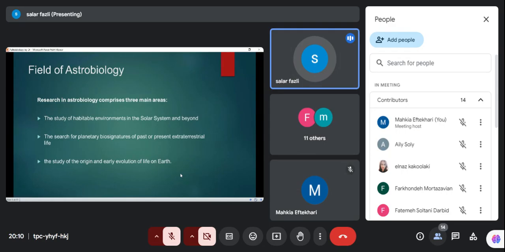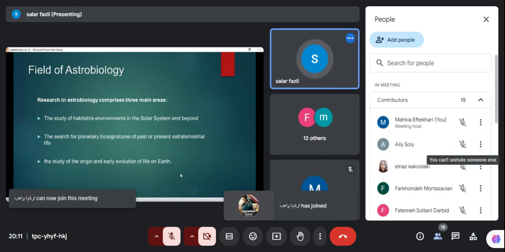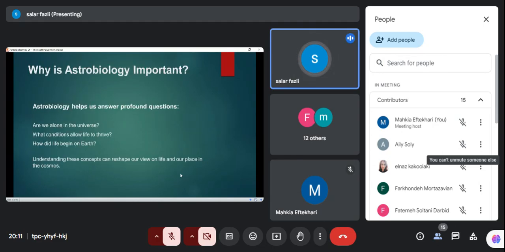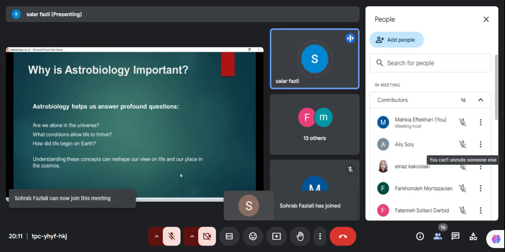Research in astrobiology comprises three main areas: the study of habitable environments in the solar system and beyond, the search for planetary biosignatures of past or present extraterrestrial life, and the study of the origin and early evolution of life on Earth. This kind of field seeks more questions, and after the concept that I explained, these questions rise from it.